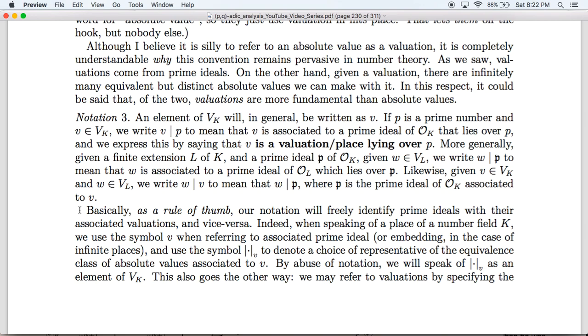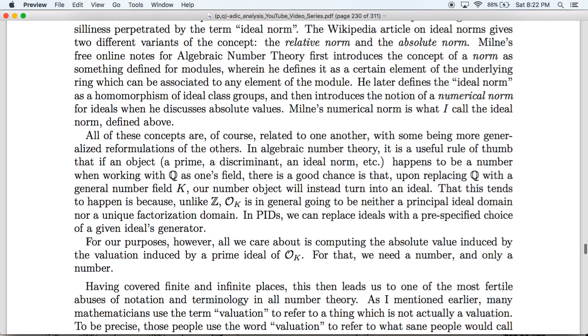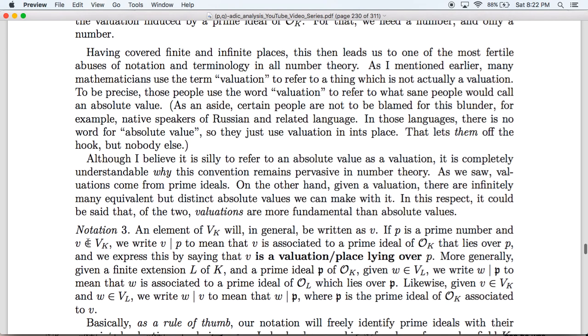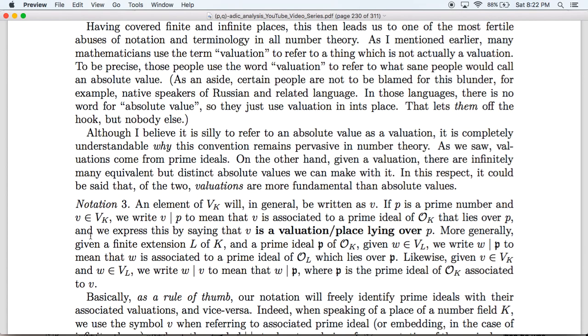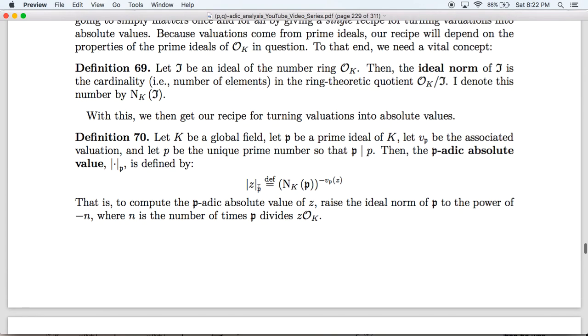Basically, as a rule of thumb, our notation for places, valuations, and prime ideals will be freely interchangeable. This is especially true when we're using them as an index, for example, as a subscript. The subscript for an absolute value, or for a prime ideal, or for a valuation will often use these repeatedly. So, for example, here I'm currently indicating the absolute value by having a prime ideal written, but I could just as easily write this as v instead of the prime P, where v is the place associated to P.